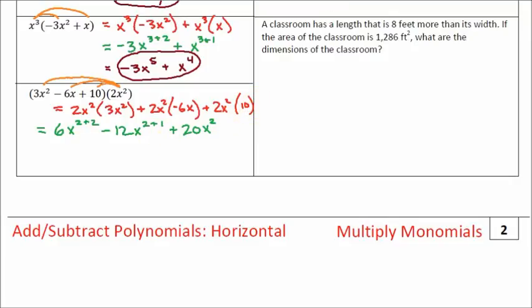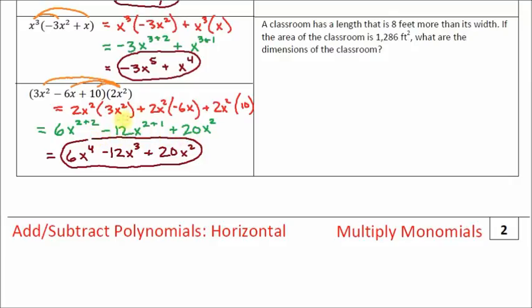Alright, let's wrap this up. This is equal to 6x to the fourth minus 12x to the third plus 20x squared. So you can see the rules of multiplying something by a monomial, either a trinomial or something times a monomial.